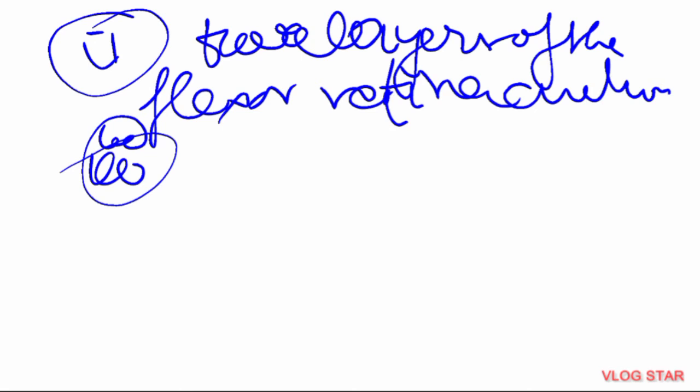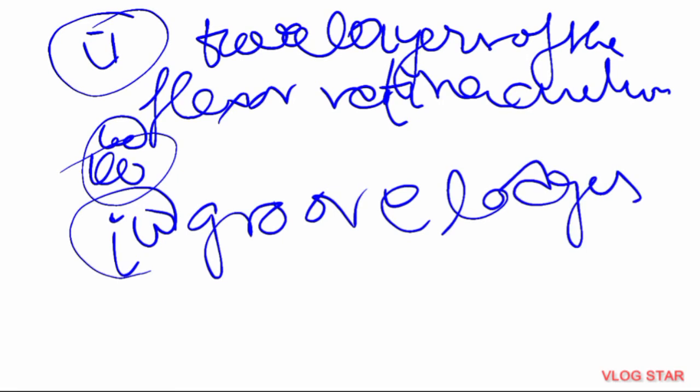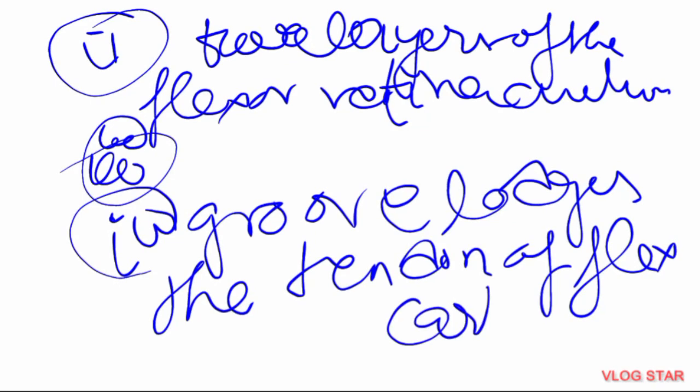Lateral surface gives attachment to the lateral ligament of the wrist joint. And the fourth part is the groove lodges the tendons of the flexor carpi radialis.